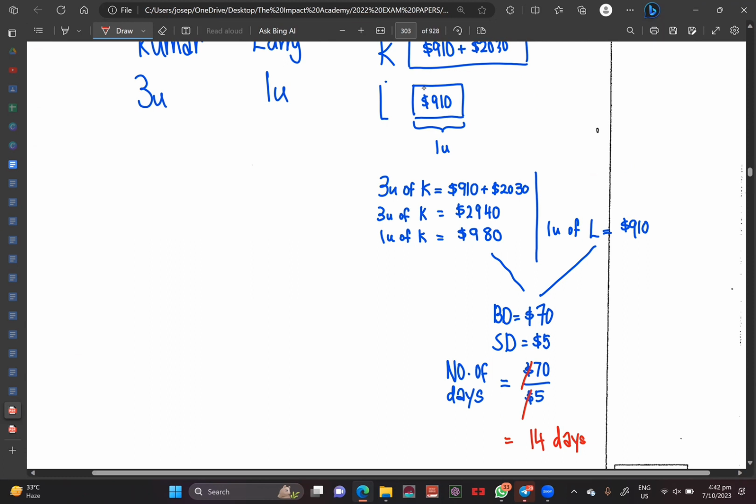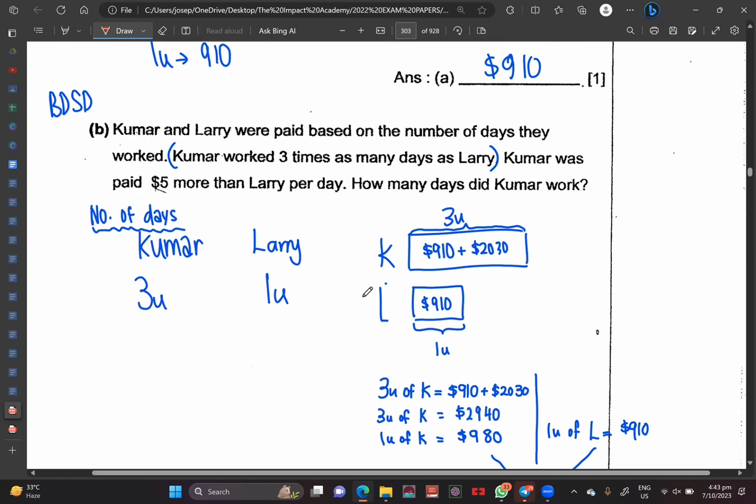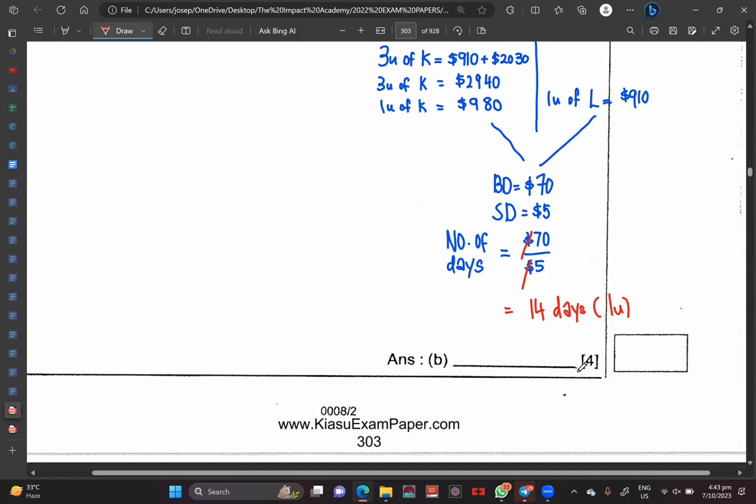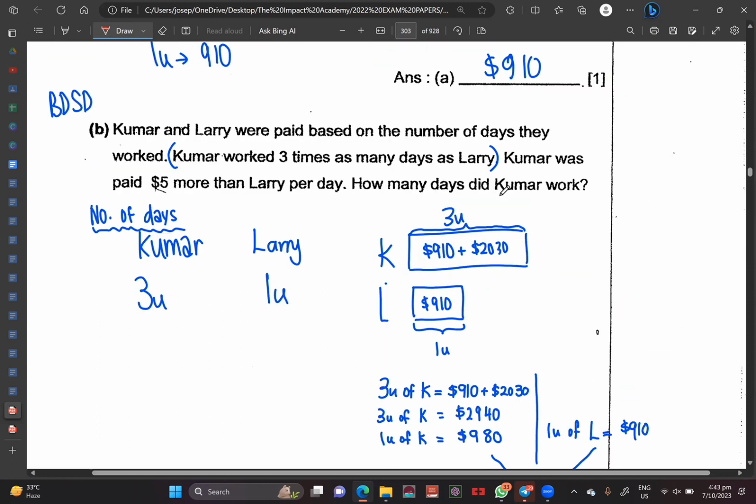Teacher Joseph, this 14 days is what? This is my Mr. Greenman. This is 14 days in 1 unit. That means 1 unit equals to 14 days. That may not be my answer. If they ask you for Larry, then your answer is 14 days. But they are asking for Kuma, right?